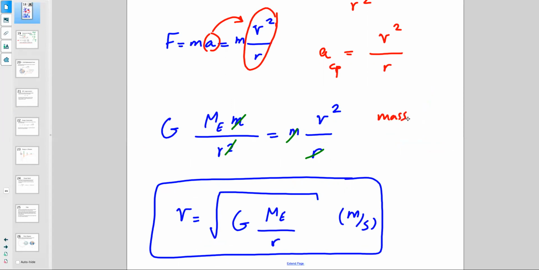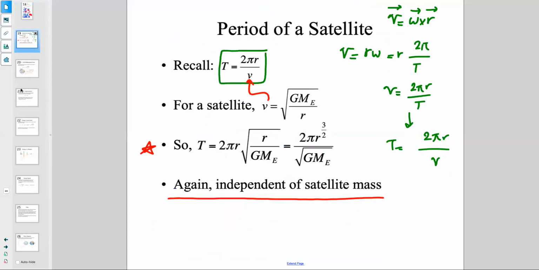Mass is not important in finding the velocity, because it cancels out. It doesn't matter if it's a 1 kilogram satellite or a 2,000 kilogram satellite. It cancels out. So again, independent of satellite mass, they cancel out.